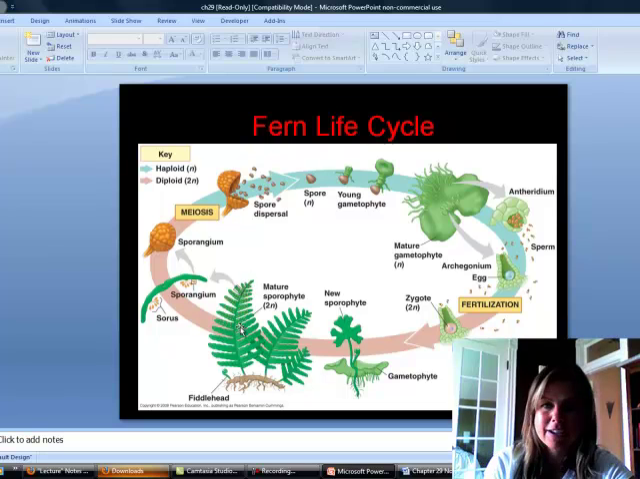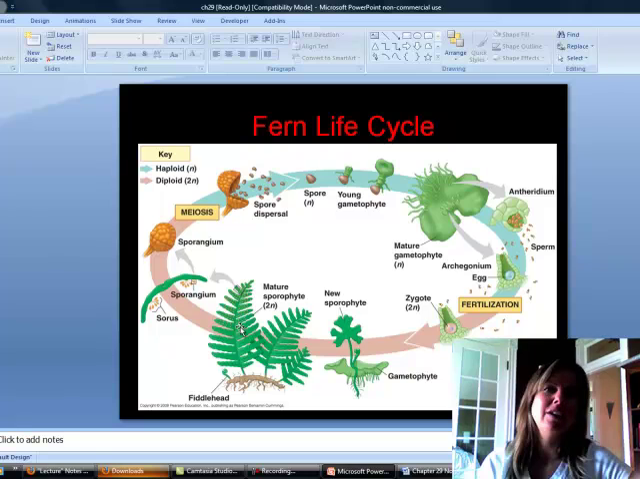So that's chapter 29, a pretty fast one, and that's just introducing you to a couple of types of plants. And the next ones we're going to get into are the flowering plants and the cone-producing plants.